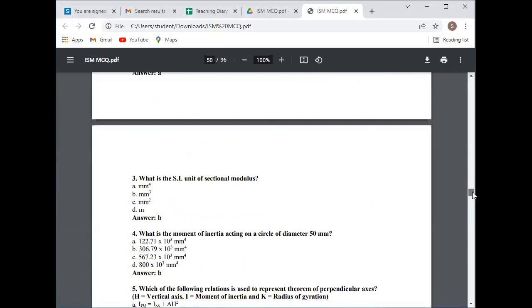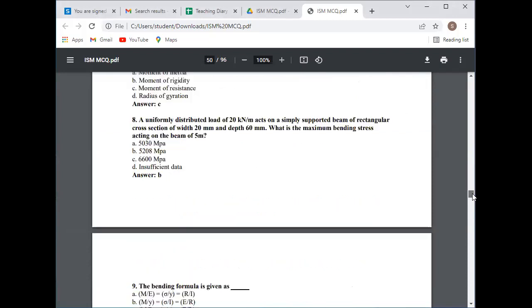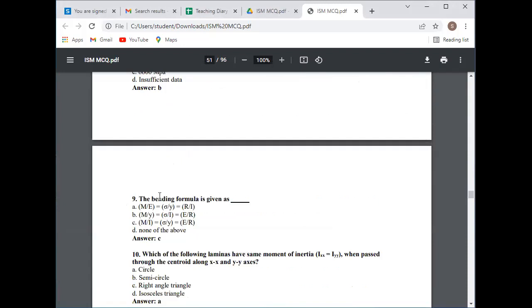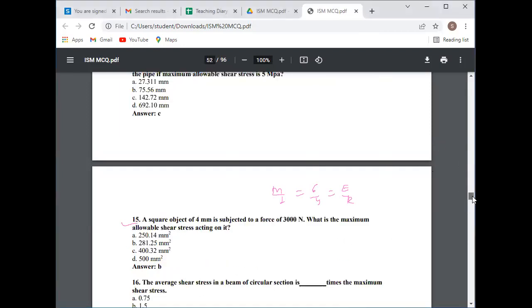What is the moment of inertia acting on a circle of diameter 50 mm? Pi by 64 d raised to 4. After that, you see here the bending formula is given as. Tell me, what is the bending formula? M by E, not possible, M by E. Okay, M by Y, no. Then M by I, which is equal to sigma by Y, which is equal to E upon R. Okay, so option 3 is correct. Then next, which of the following laminas? No, this is not related to your syllabus.